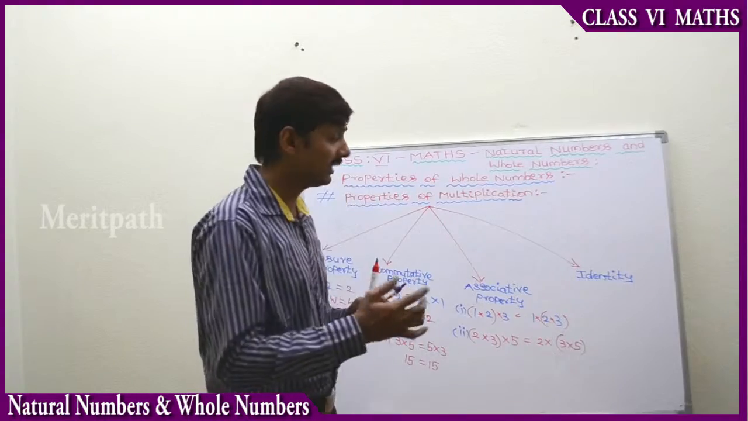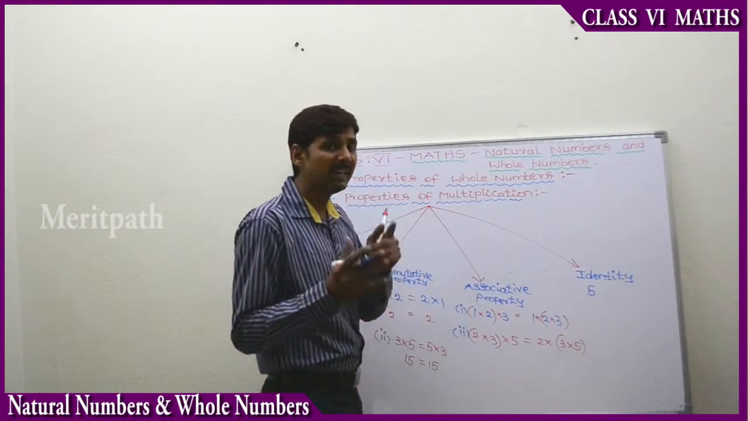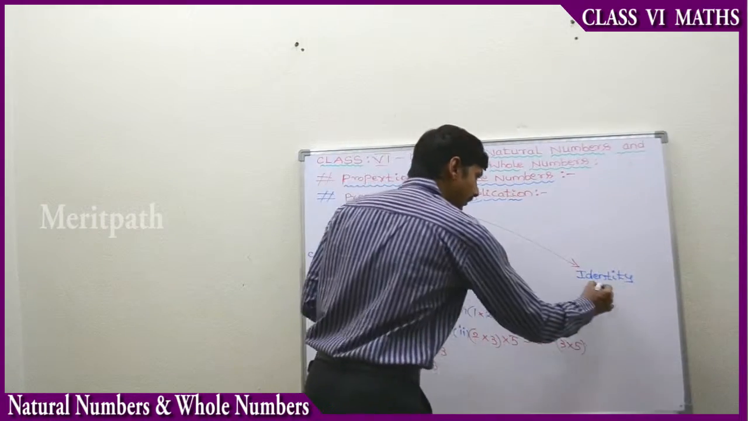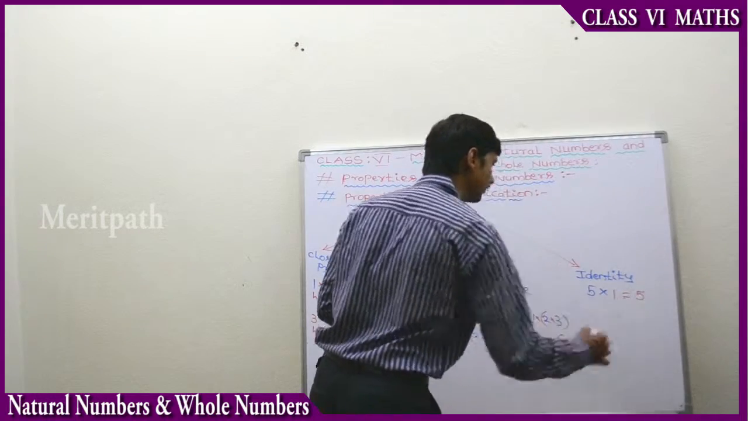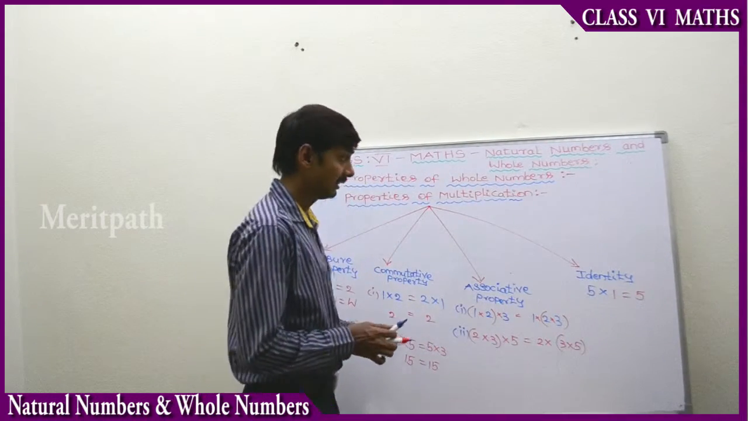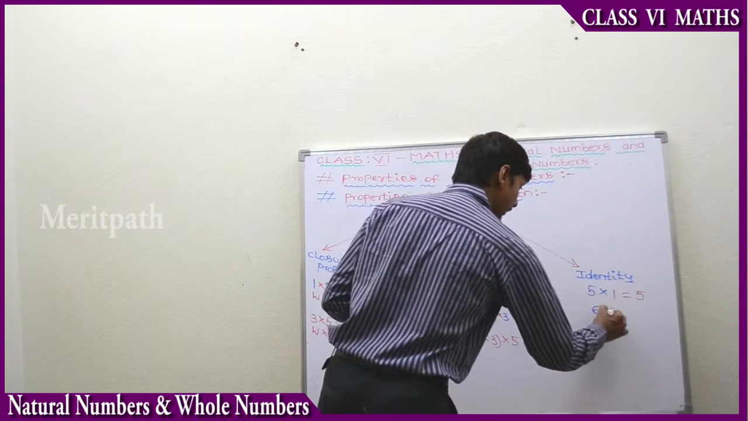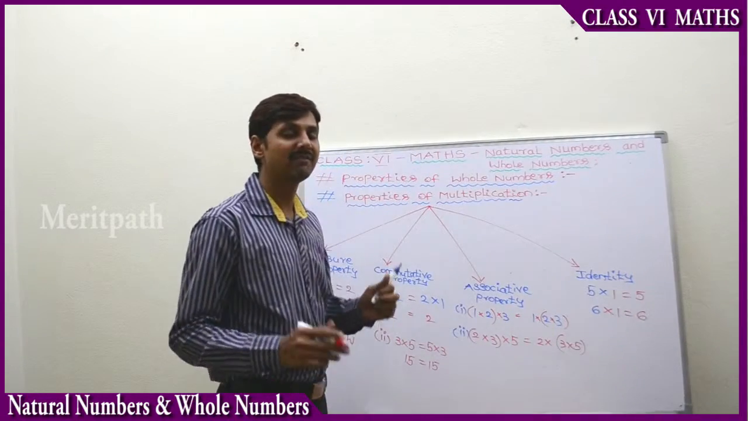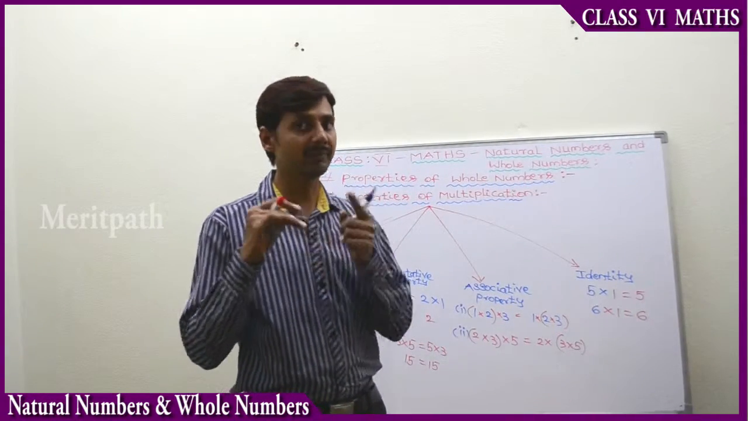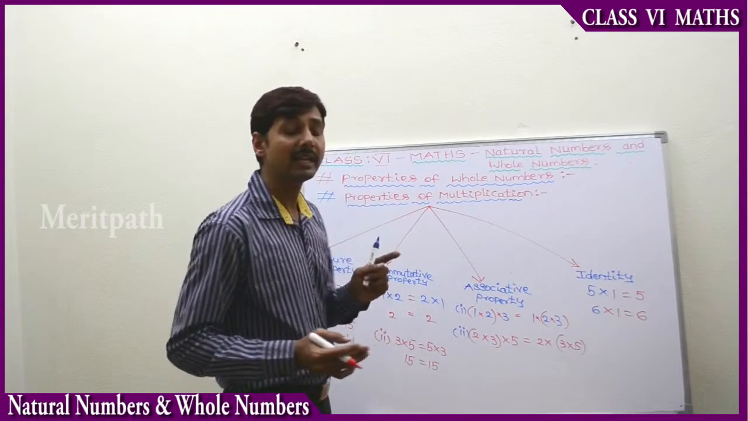Let us take any whole number, 5, multiplied with 1. So we'll get the same value. Take another example: 6 multiplied with 1. We'll get the value 6. So we have taken a whole number and multiplied with 1 and we get the same answer. So the multiplicative identity is 1.